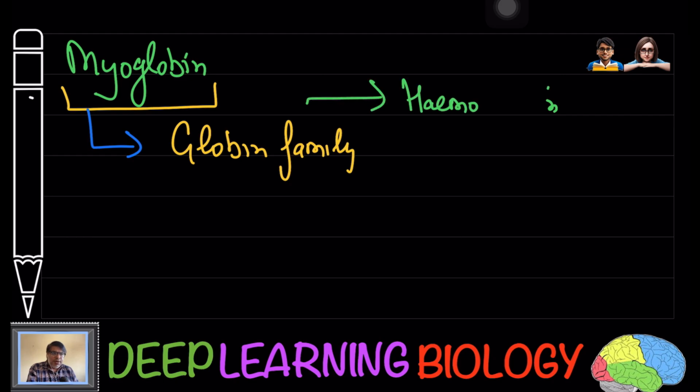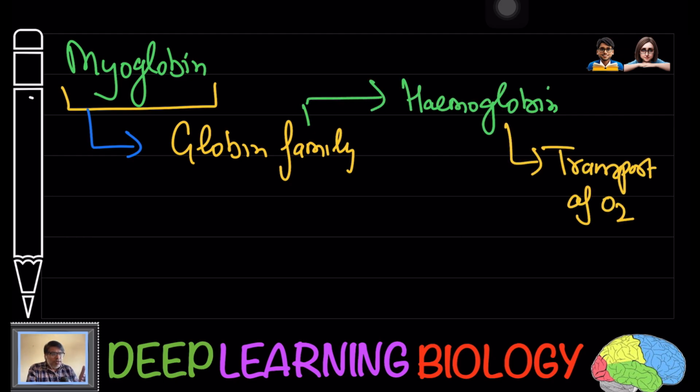Hopefully you remember that there is another protein, hemoglobin, that belongs to the same globin family. Try to recall the function of hemoglobin. The function of hemoglobin is to transport oxygen. In red blood cells, you are going to see the presence of hemoglobin. Red blood cells are just a bag full of the protein hemoglobin. And what is the function of hemoglobin? To transport oxygen.